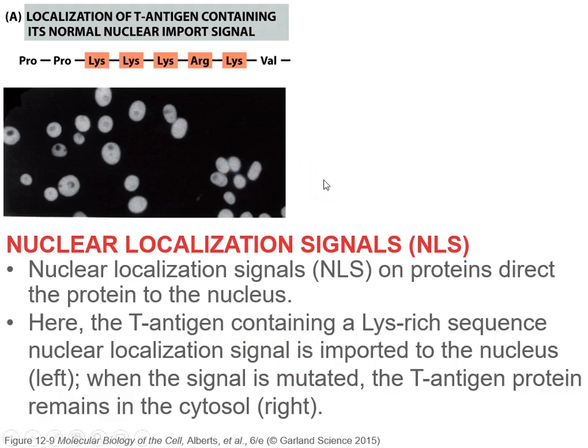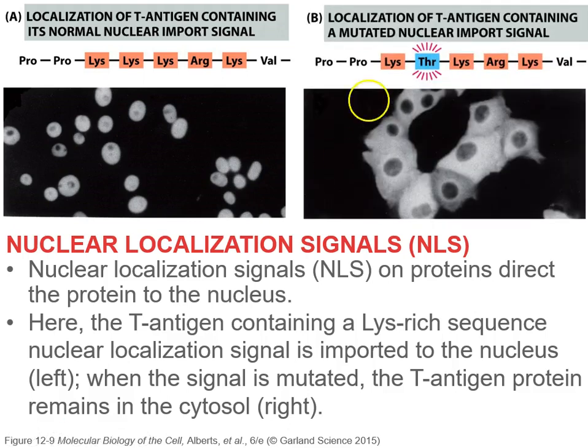But suppose you do some site-directed mutagenesis experiment and you change one of those lysines to a threonine. What happens is that is enough of a mutation in this nuclear localization signal that the pore doesn't recognize it and the protein can't get inside. If these are the nuclei right here, you can see now all of the fluorescence is in the cytosol. So if you mutate the nuclear localization signal on the protein, then you can't get inside.